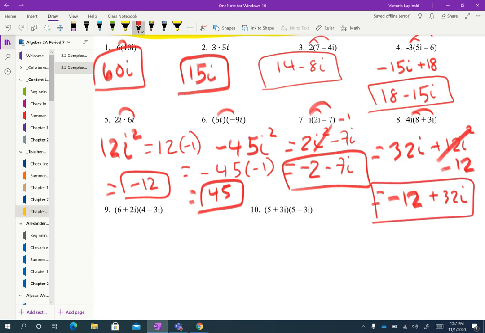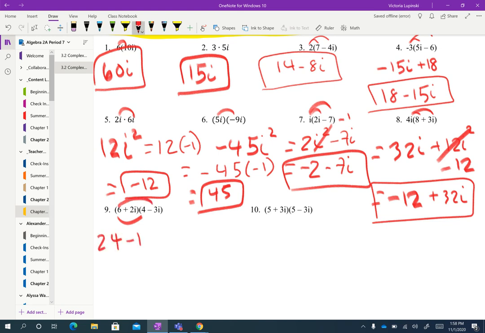So after you've done simple distributing and multiplication, we now, of course, have to do our FOILs. So a FOIL would be something like number 9 and number 10. You're going to FOIL the same way you would with real numbers, doing your first, 6 times 4. Sorry, that's a positive 24.